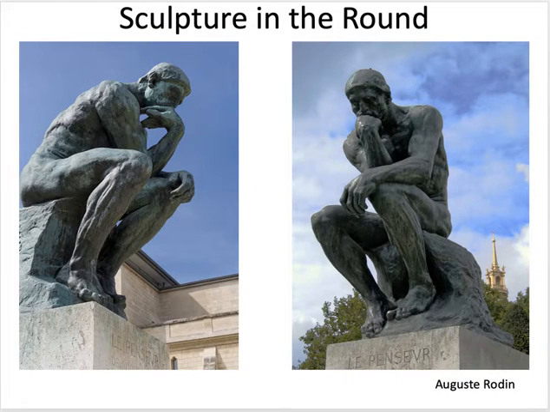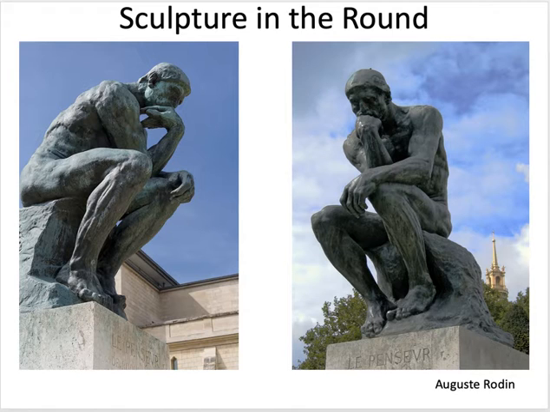A lot of times when we think about sculpture, we're really thinking about this concept of sculpture in the round, right? Sculpture that we can view from multiple angles, from behind, from in front, from the left, from the right, from below, from above. Sculpture has dimension. So unlike shape, which is flat, sculpture is form, which has volume.